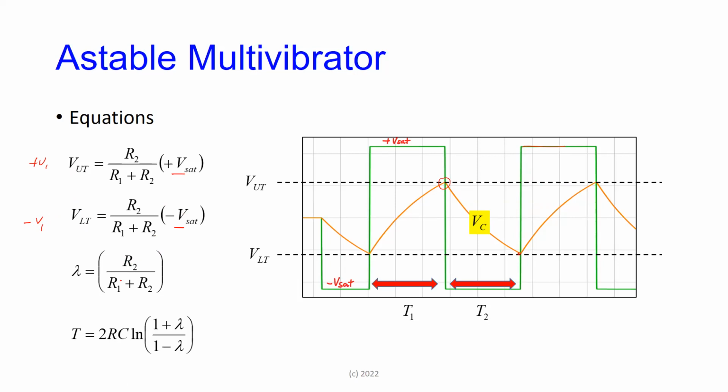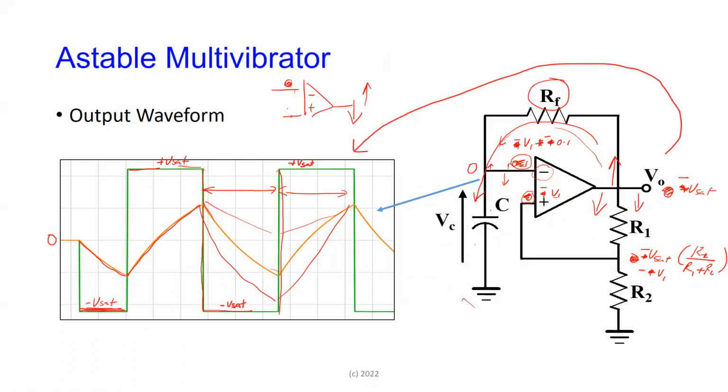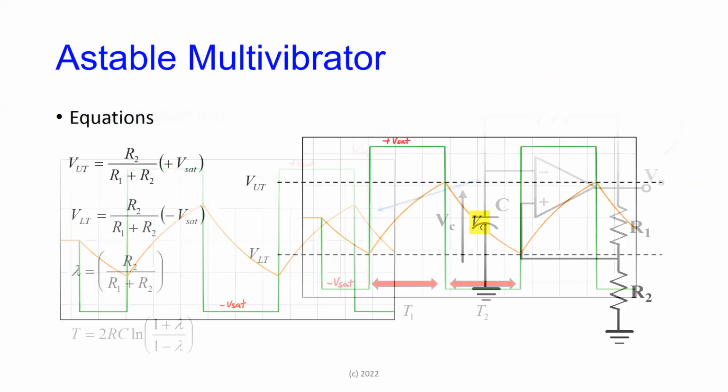This ratio of R2 over R1 plus R2, in the literature they give it a Greek letter, they call it lambda. And the timing, which is the total period, one full cycle of the square wave, is given by 2RC times the natural log of (1 plus lambda) over (1 minus lambda). And lambda is the relationship R2 over R1 plus R2, right?